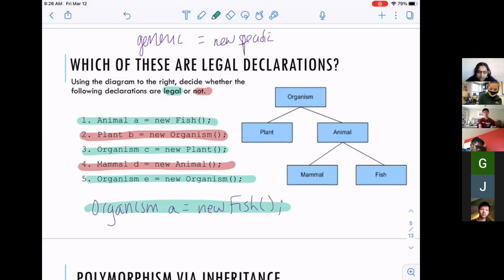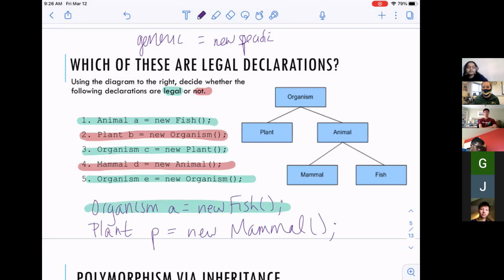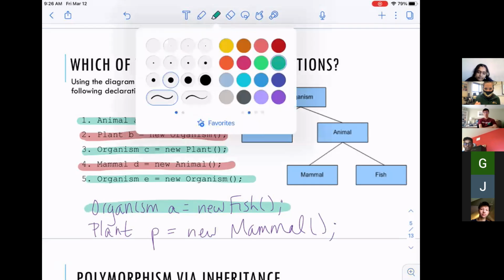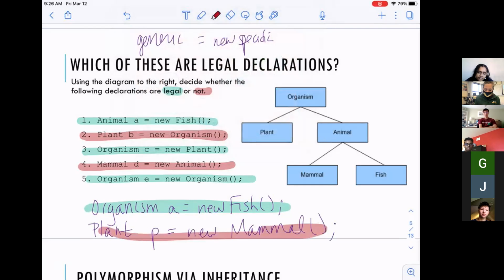How about if I were to give you the equation or the question, plant P equals new mammal. What do you think? Can I do that? No, I can't do that. Mammals aren't plants. That would be a big fat no. All right. Before I keep going, where do we have questions?